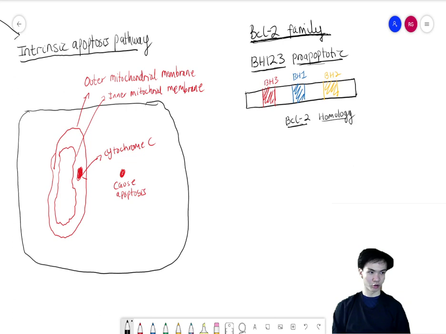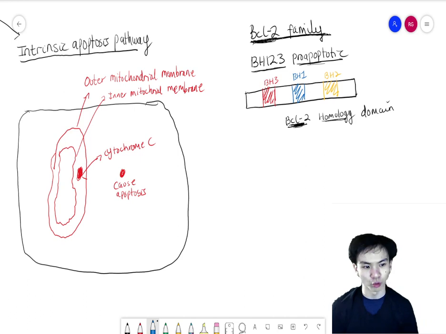So that's why they're called BCL2 homology proteins. They're all very similar to the domain first found in this one particular BCL2 protein. So your BH3 123 pro-apoptotic protein is going to contain these three domains that were also found in the BCL2 protein.